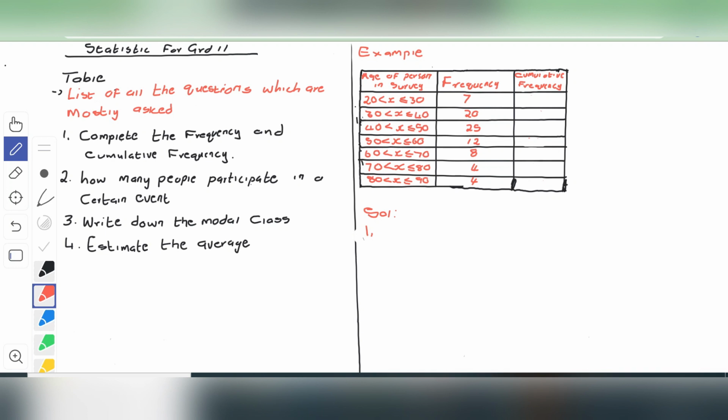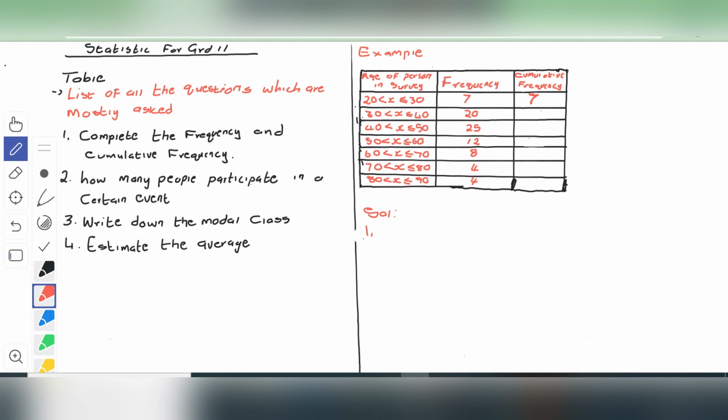The first number that you see on your frequency, we can see that the first interval is 20 to 30, right? And from the frequency, the first number is 7. We take it the way it is, right? So from the cumulative frequency, we are going to write 7. I will explain why we take it the way it is. It's going to be 7.